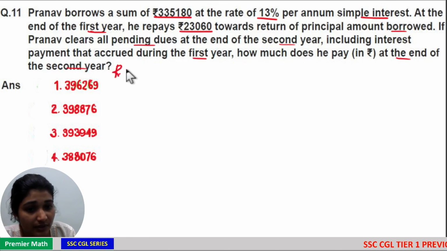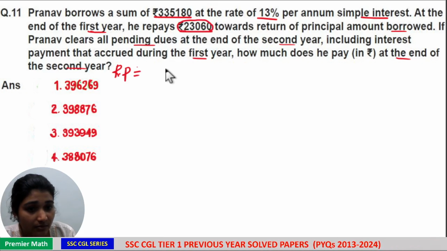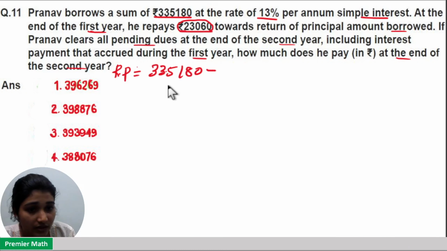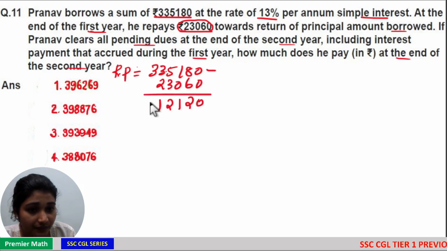Here remaining principal is equal to principal minus amount paid at the end of first year. So take the remaining principal, which is equal to 335,180 minus 23060. So take the difference. So this is the remaining principal.